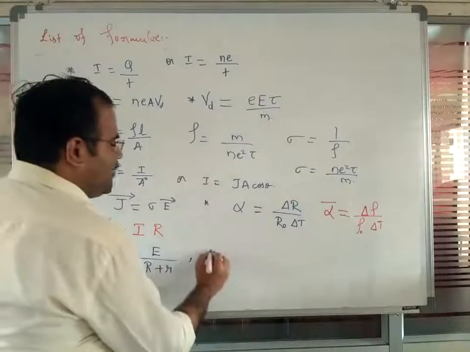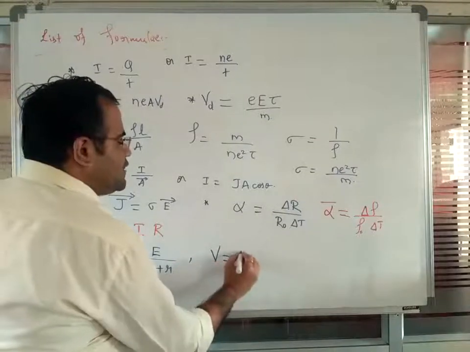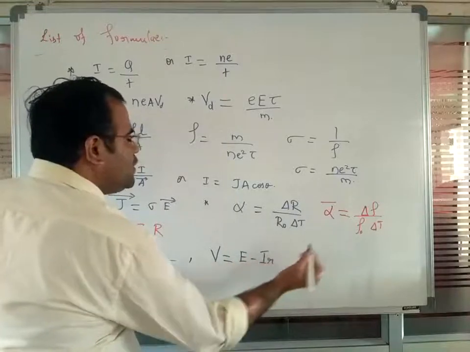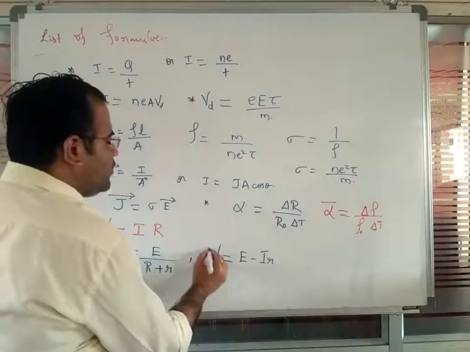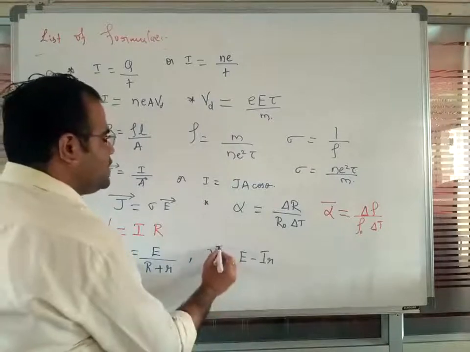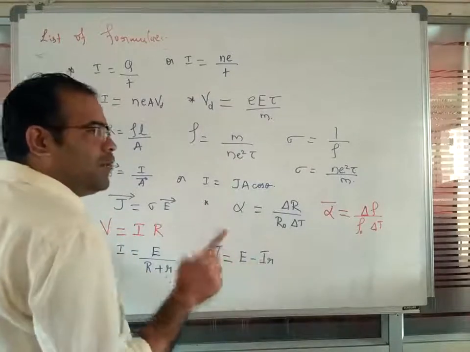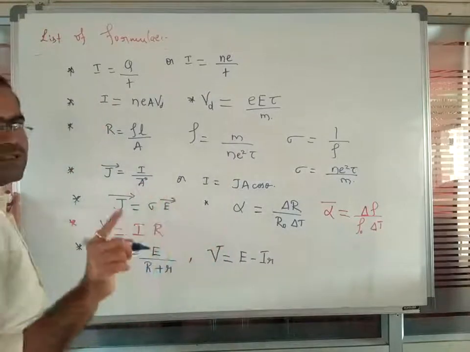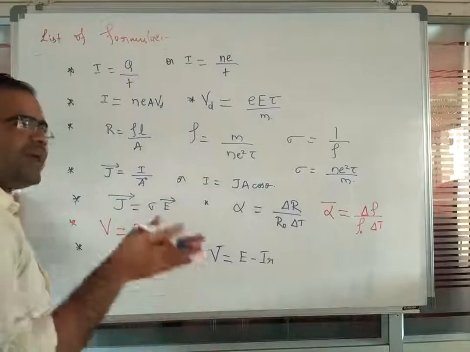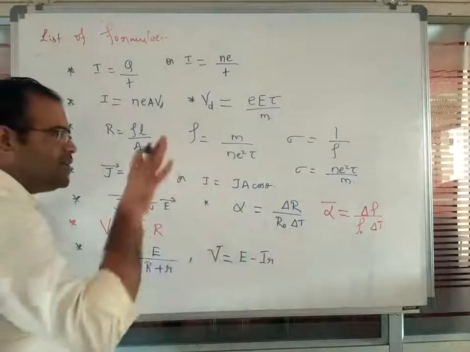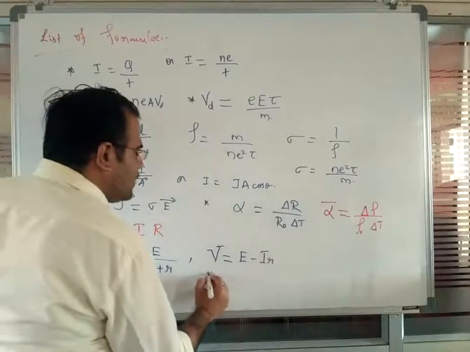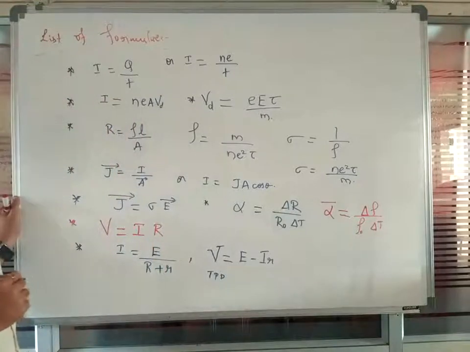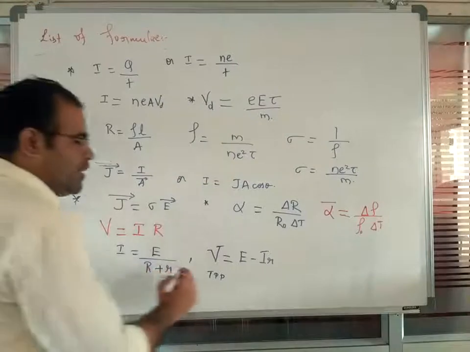And one more very important equation: V is equal to capital E minus capital I into small r. This capital V represents the situation whenever electric current is drawn by the circuit. Whenever electric current is drawn by the circuit, we call that the terminal potential difference.